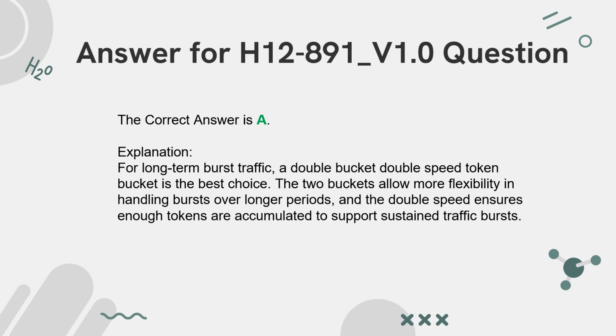For long-term burst traffic, a double bucket double speed token bucket is the best choice. The two buckets allow more flexibility in handling bursts over longer periods, and the double speed ensures enough tokens are accumulated to support sustained traffic bursts.